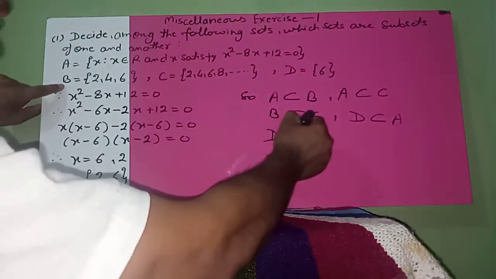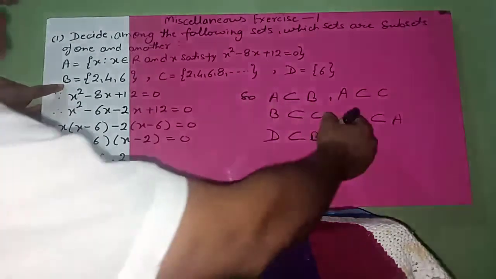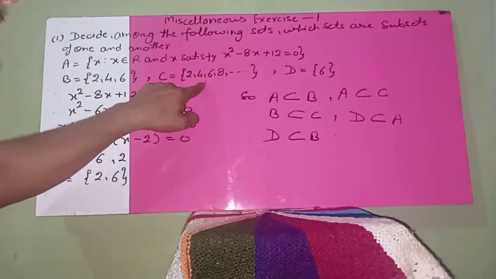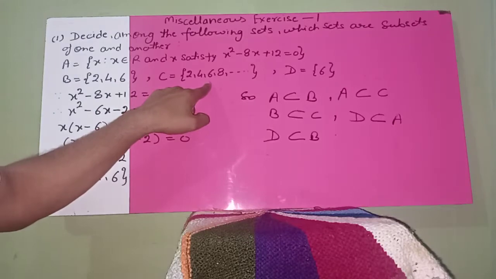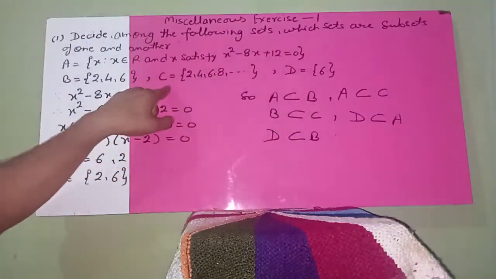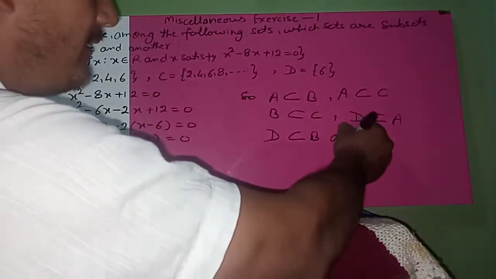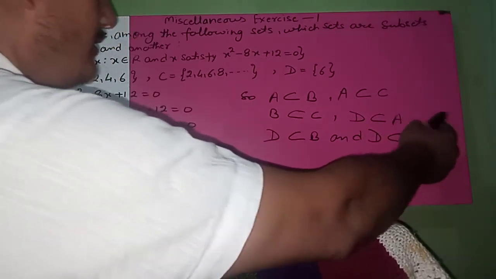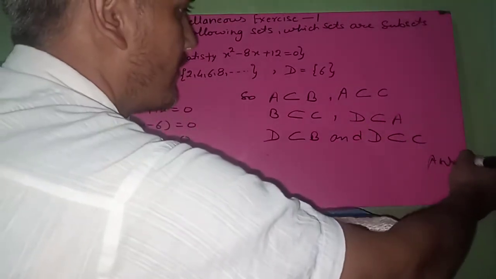So set D is the subset of B, and here all elements are 6, and in set C we have also 6, so it means set D is also the subset of C, and set D is also the subset of C. That is our answer. Any tough?